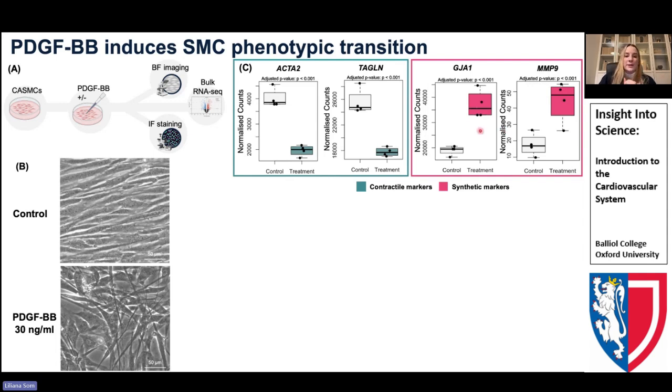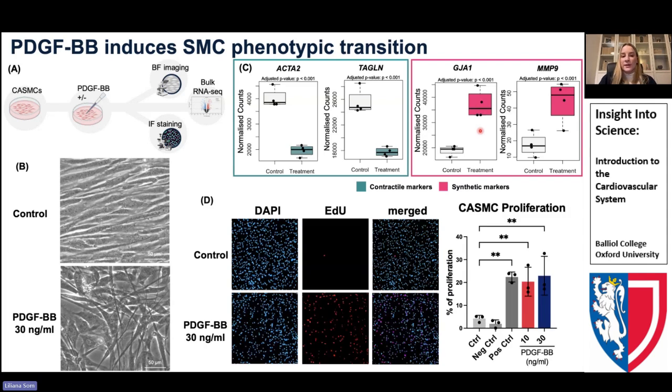So that's the kind of changes you would look at on the gene level. Then usually you look at the protein level as well, but you also want to look at the functionality of the cells. As I mentioned before, we know that with this synthetic transition, they acquire a high proliferative rate and migration. So there are different cell-based assays you can use to look at these functions.